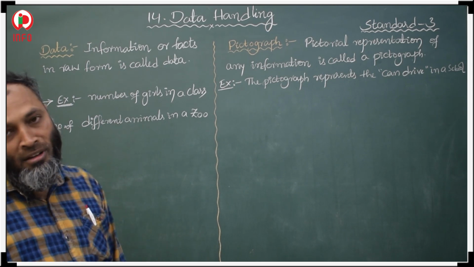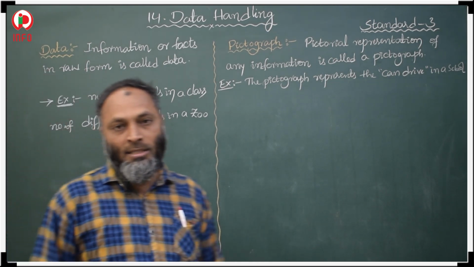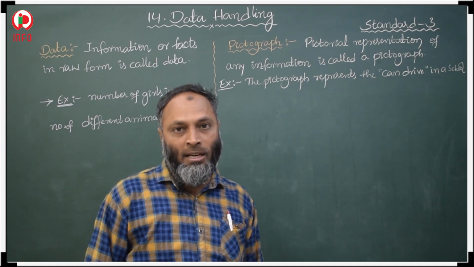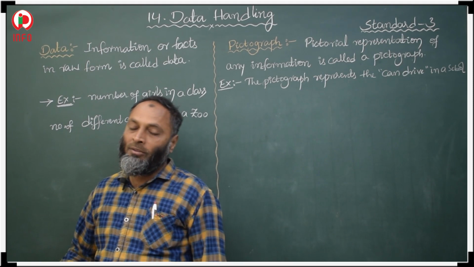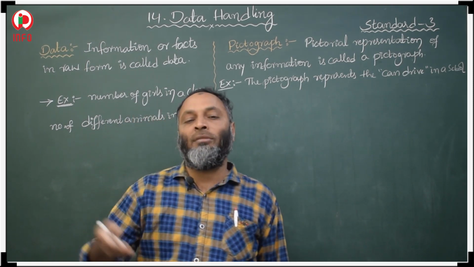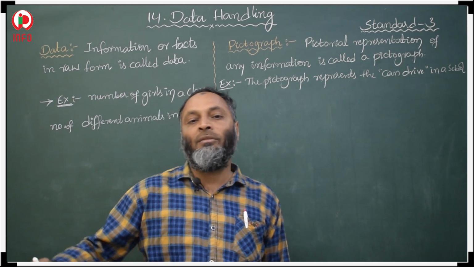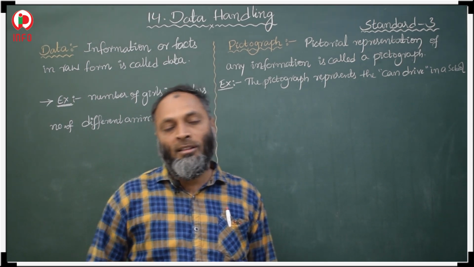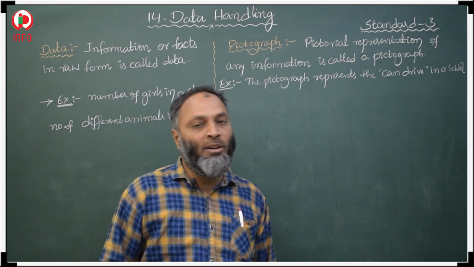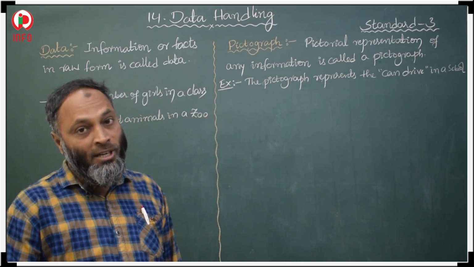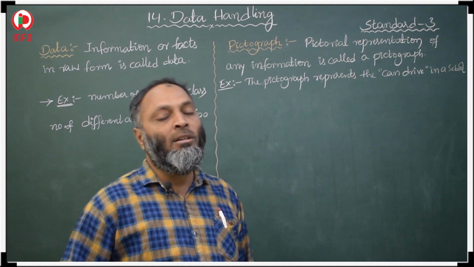What is raw form? For example, the number of girls in a class. In a particular class, how many girls are there? That is the complete raw information. After that we arrange it in a pictograph or bar graph, whatever it is. First we collect in raw form, then we represent the data according to class interval, or in bar graph form, or in pictorial representation. So whatever first information we get in raw form, that is called data.